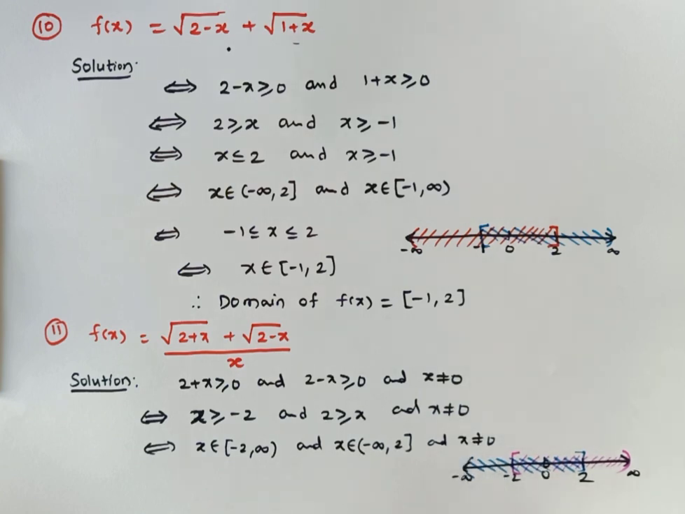Since x is not equal to 0, x cannot be 0 either, so let's exclude 0. Therefore the domain of the given f of x is equal to minus 2 to plus 2 except 0. So this is valid for all values from minus 2 to plus 2 except 0. This is the way you need to evaluate the domain of the given functions.